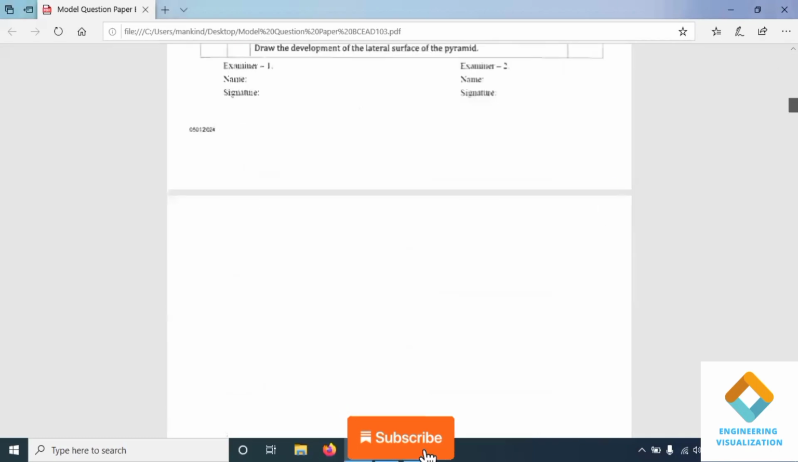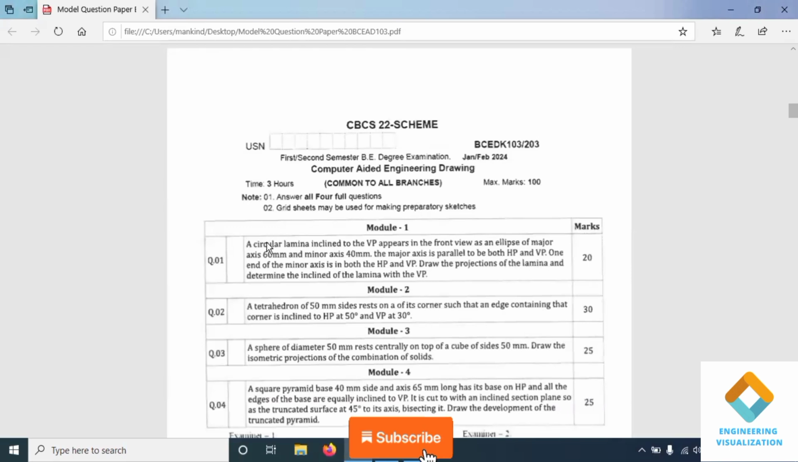So today we are going to solve model question number 2 VTU CAED. Here in question number 1 it is given that a circular lamina inclined to the VP appears in the front view as an ellipse of major axis 60 mm and minor axis 40 mm. The major axis is parallel to both the HP and VP. One end of the minor axis is in both the HP and VP. Draw the projection of the lamina and determine the inclination of the lamina with the HP.